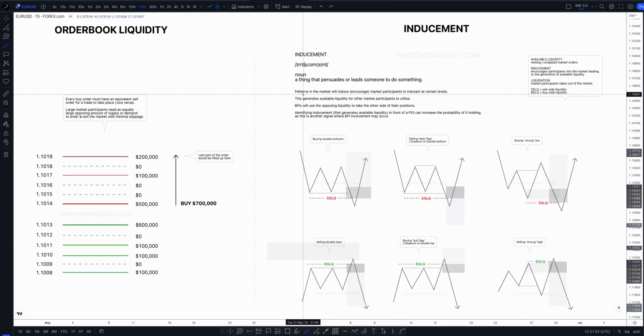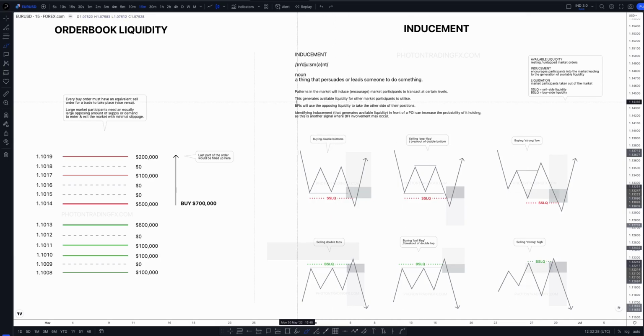So patterns in the market will induce, just encourage, entice market participants, so traders, to transact at certain levels. All that means is it will encourage you to take a trade here that will generate that sell-side liquidity. That's all it basically means. Fancy words to say, if you see lows, sell-side liquidity is likely going to build behind it. If you see highs, it's likely buy-side liquidity is going to be building above those highs, right? And the stronger the high, the more we can assume potentially there's more buy-side liquidity. Like when we get nice, big, obvious equal highs, or we get a strong high, we can assume there's going to be more buy-side liquidity behind it, okay?